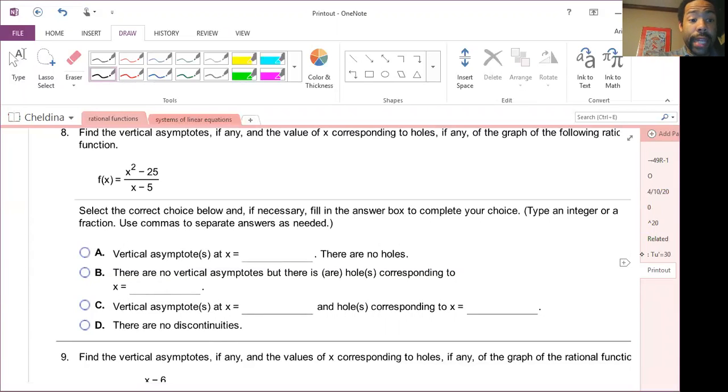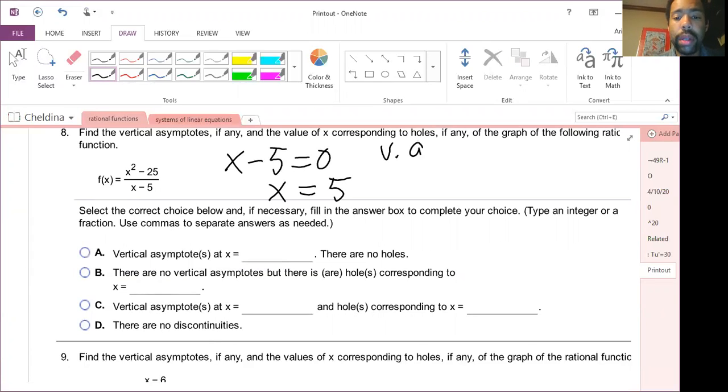That comes up here again when you have x minus 5. We'll set that equal to 0 like before, and x equals 5 is a serious problem. Now the question is, does this make it a vertical asymptote, or is this just a hole? And that means all we're asking is, can we cancel?